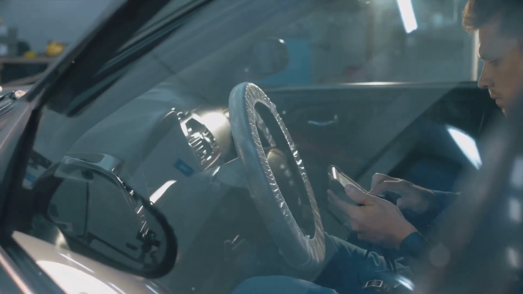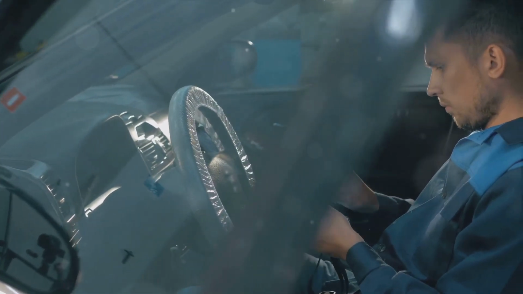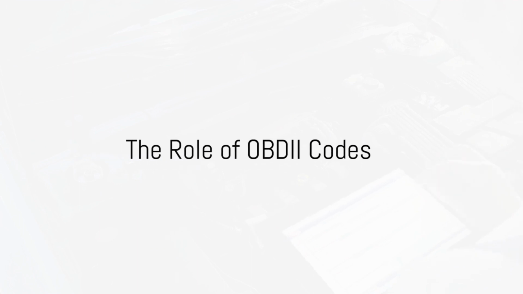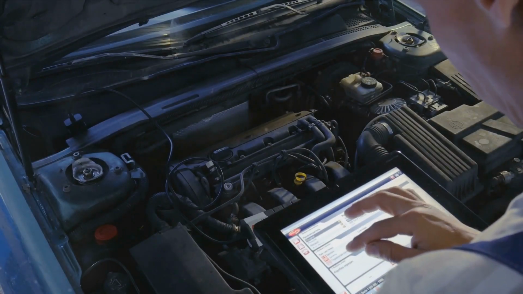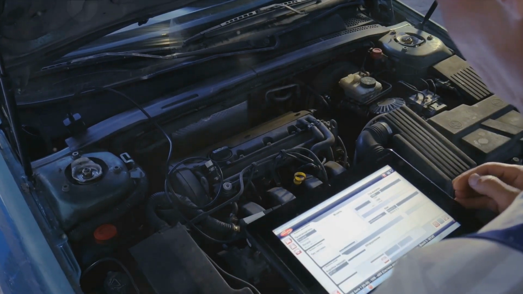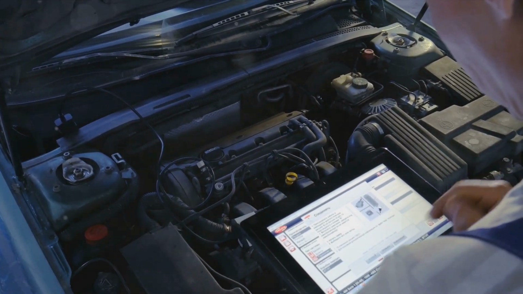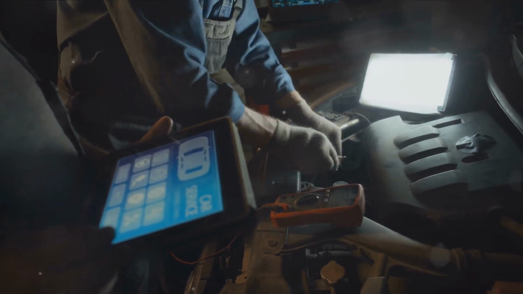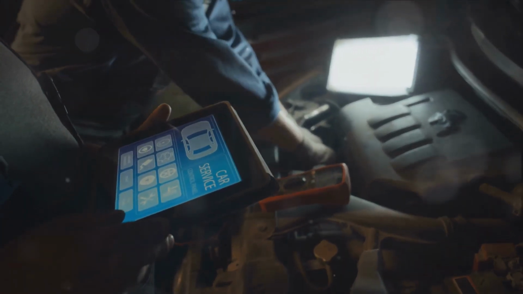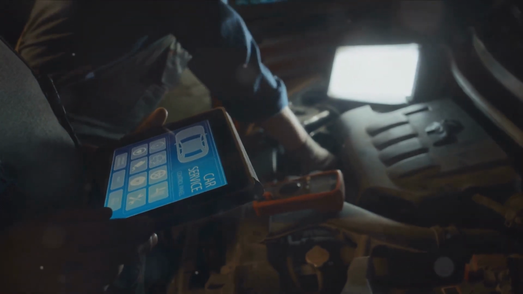It might seem daunting, but don't worry. Understanding these signals is easier than you think. So, what exactly are OBDII codes and why should you care? Well, think of these codes as your car's way of communicating with you. The Onboard Diagnostic System, or OBDII, assigns a specific code to each potential issue that might arise in your vehicle. These codes can be read with a scan tool, giving you valuable insights into what might be wrong.